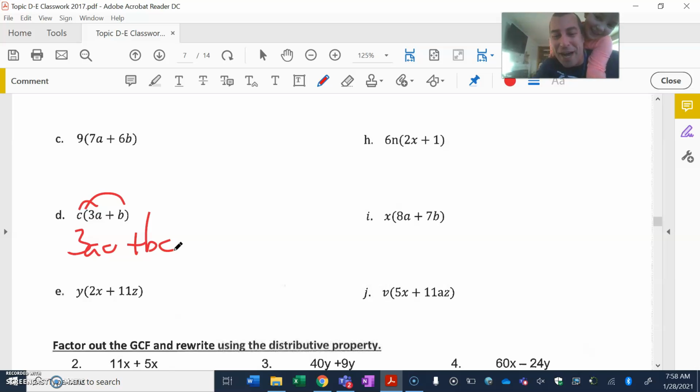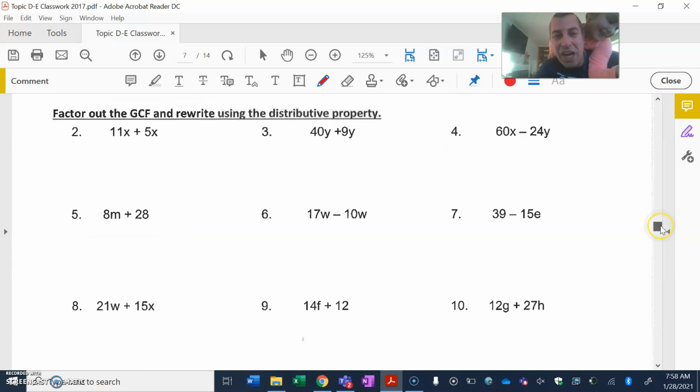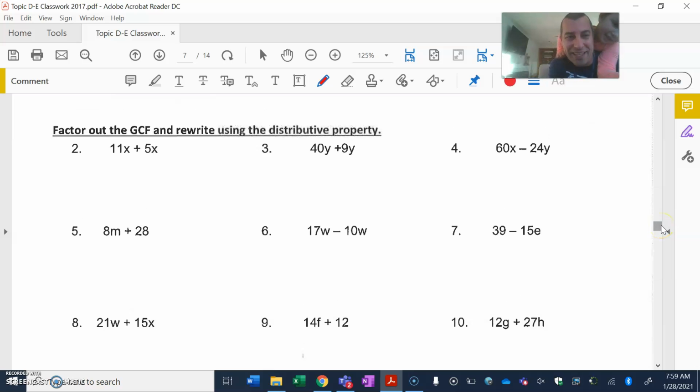Let's go down to the bottom section where we are factoring. That's the key thing: when we're factoring, we're dividing by the biggest number that we can. Let's go to question number 5. I see an 8 and I see a 28. The biggest number we can divide 8 and 28 by, this is where you're going through your math facts. I encourage you to start with the smaller number. I can divide 8 by 8, but I can't divide 28 by 8.